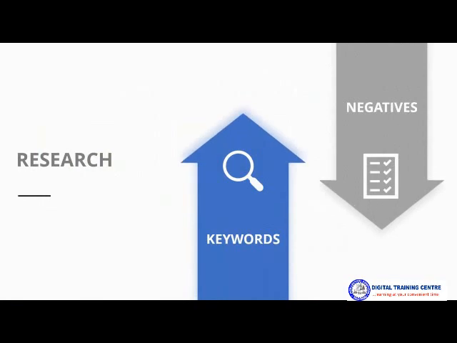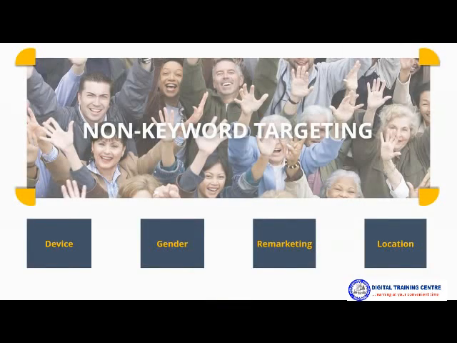We will be looking at this in more detail later in this lesson, but to help you determine the best keywords to target, you need to do something called keyword research and use a tool like the Keyword Planner. Likewise, you need a list of keywords that you don't want your ads to appear for, and that's called your list of negatives. Then, apart from keyword targeting, you need to know your other targeting, such as your device, gender, remarketing lists if you have any, your location. Again, more on this a little bit later.